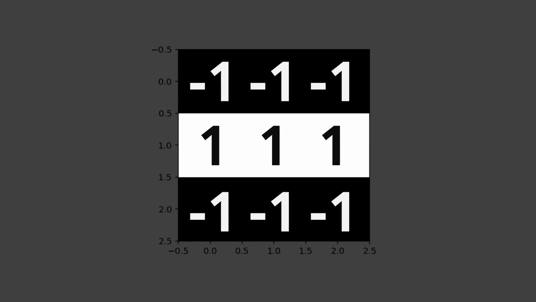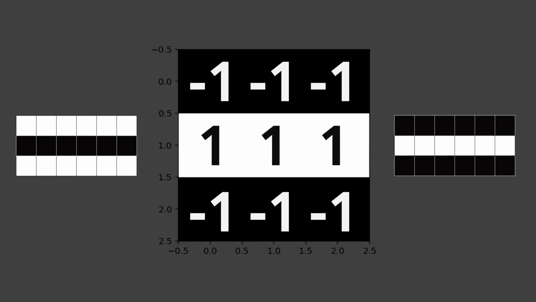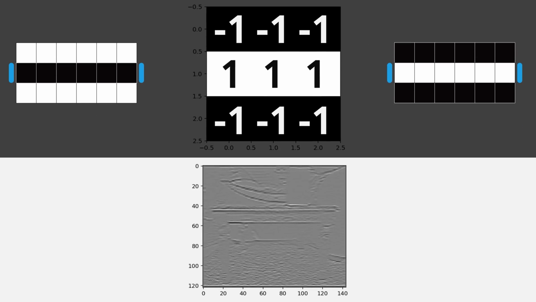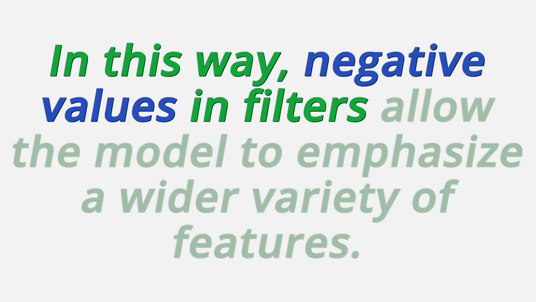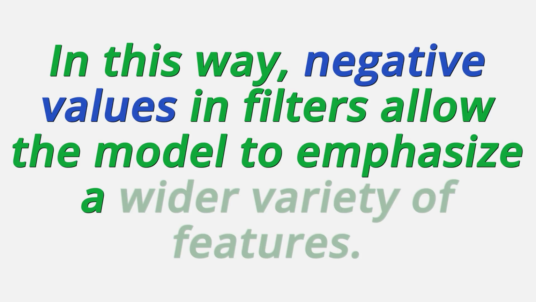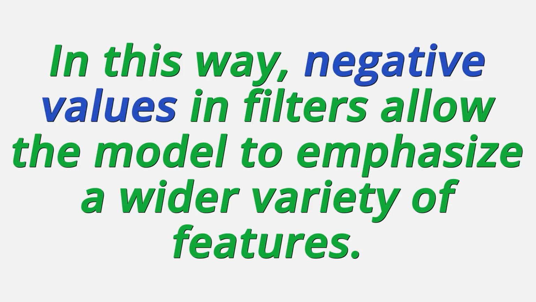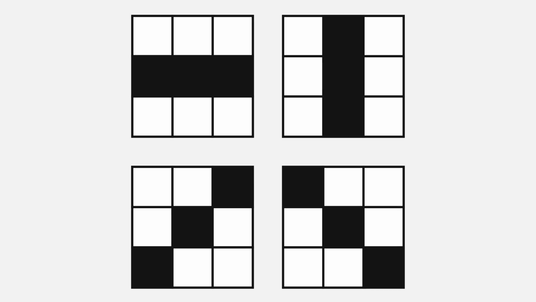Hence, this filter may look for horizontal lines making up an edge if the edge has a height of 1 pixel and is surrounded by values that contrast the line. This fact explains the emphasis on edges rather than any horizontal lines in the resulting convoluted image. In this way, negative values in filters allow the model to emphasize a wider variety of features. In a convolutional neural network, it is almost always advantageous to have multiple filters in order to highlight multiple different features separately, but more on how this plays out later.